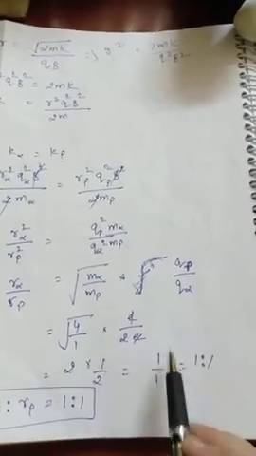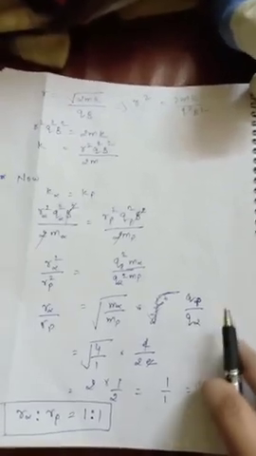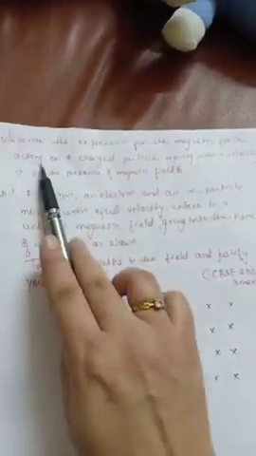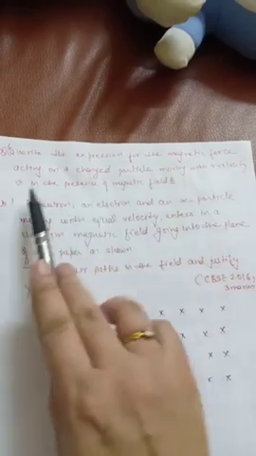2 and 2 will cancel out, and we have 1:1 as the ratio of r alpha and r p, right? And the next question is, write the expression for the magnetic force acting on a charged particle moving with the velocity v in the presence of a magnetic field. So what will be the expression?